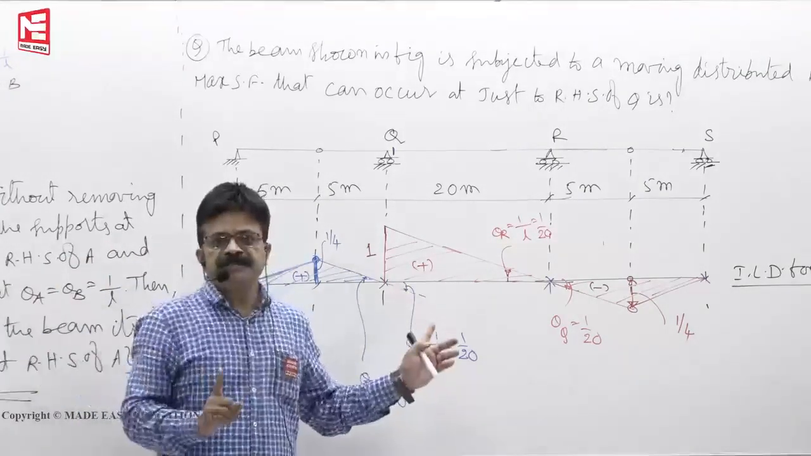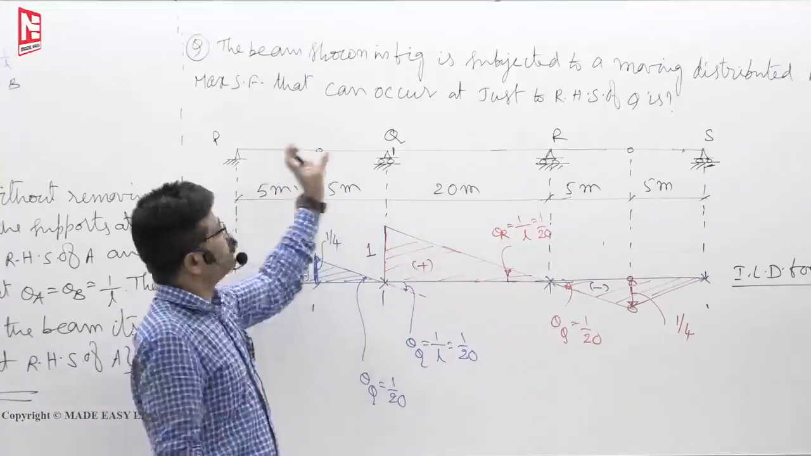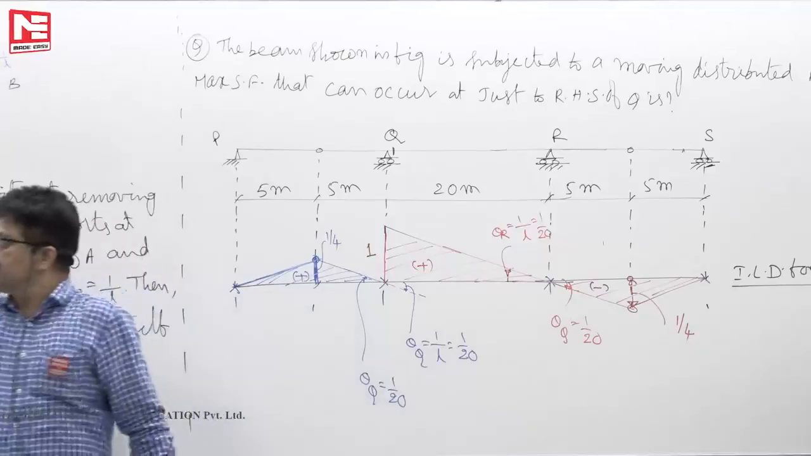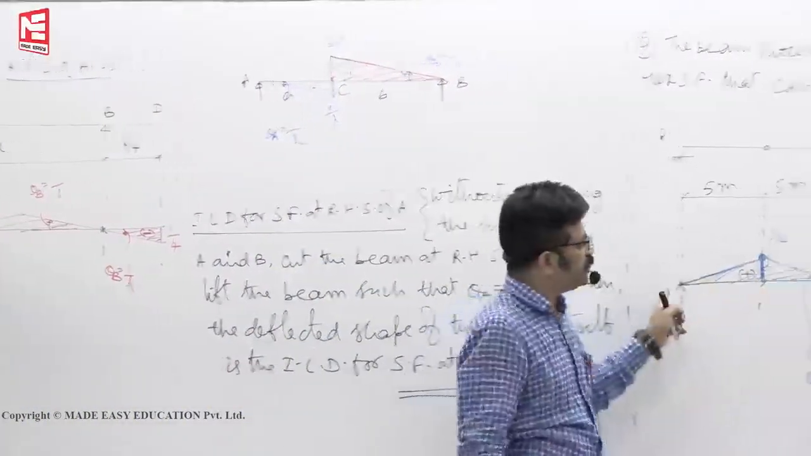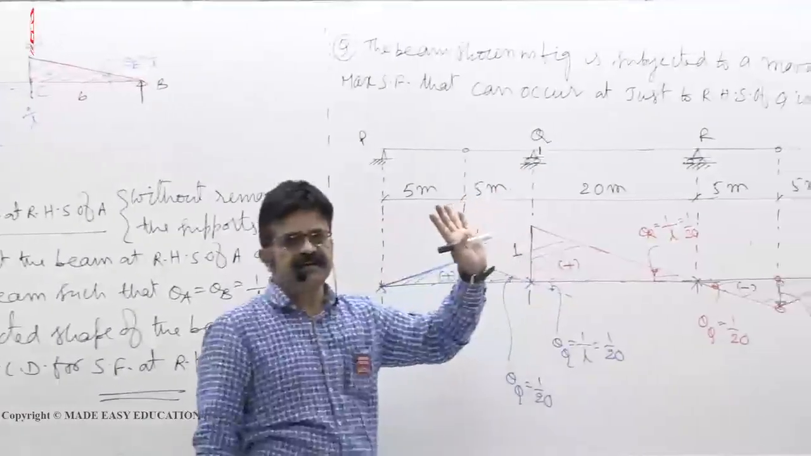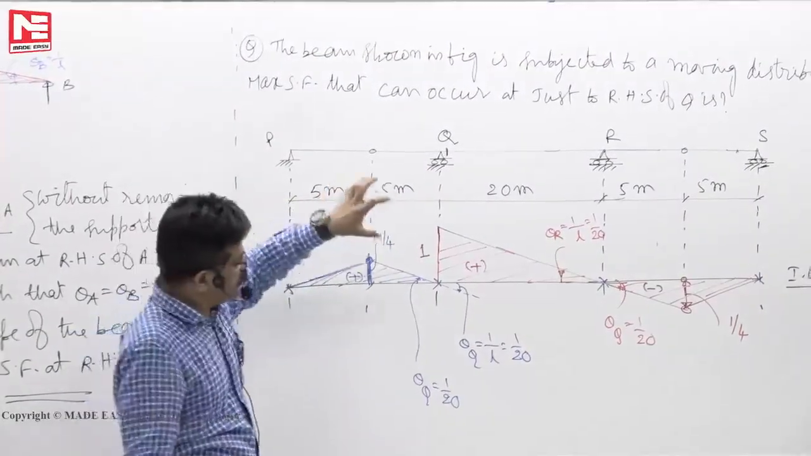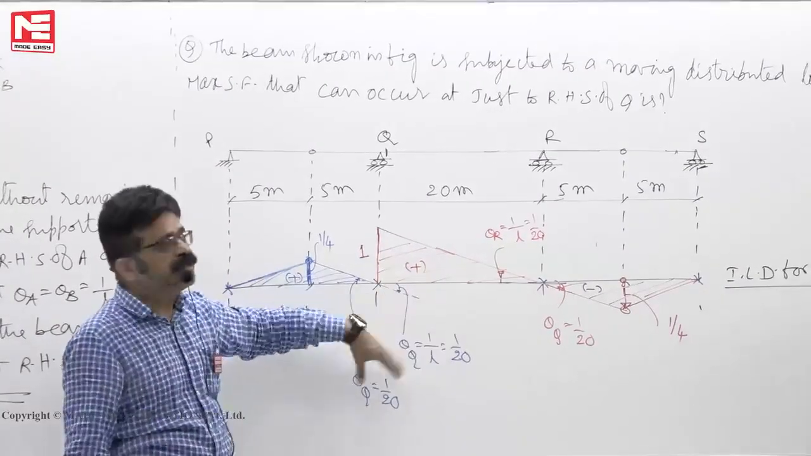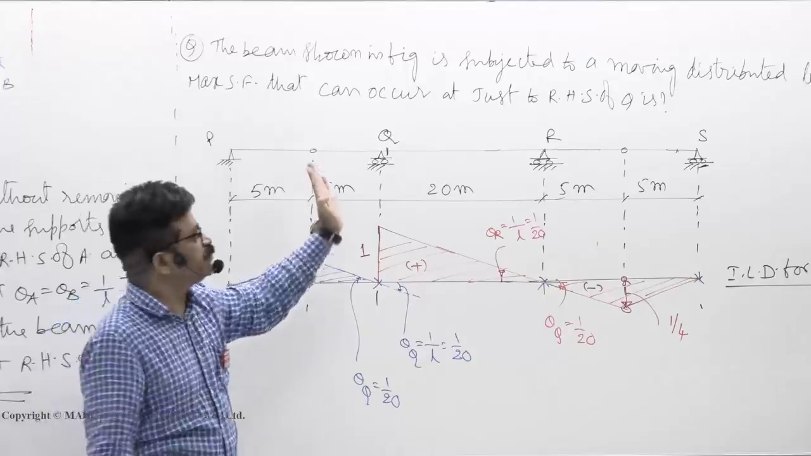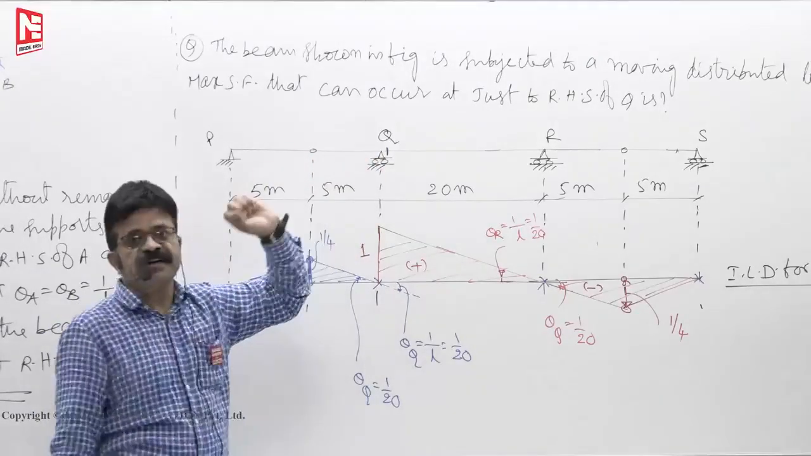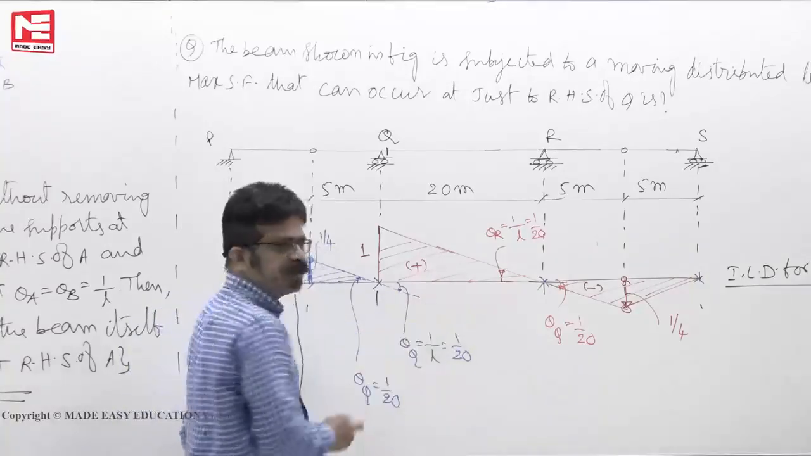The earlier problem and this problem are the same. The only thing is that the extended values are the small two links. Those links you are extending here and there, the blue color link and the red color link. You must complete this in say 30 seconds' time. This ILD will tell you where you should keep the UDL to get the maximum shear force at RHS of Q. See here, this is a positive quantity, positive quantity.